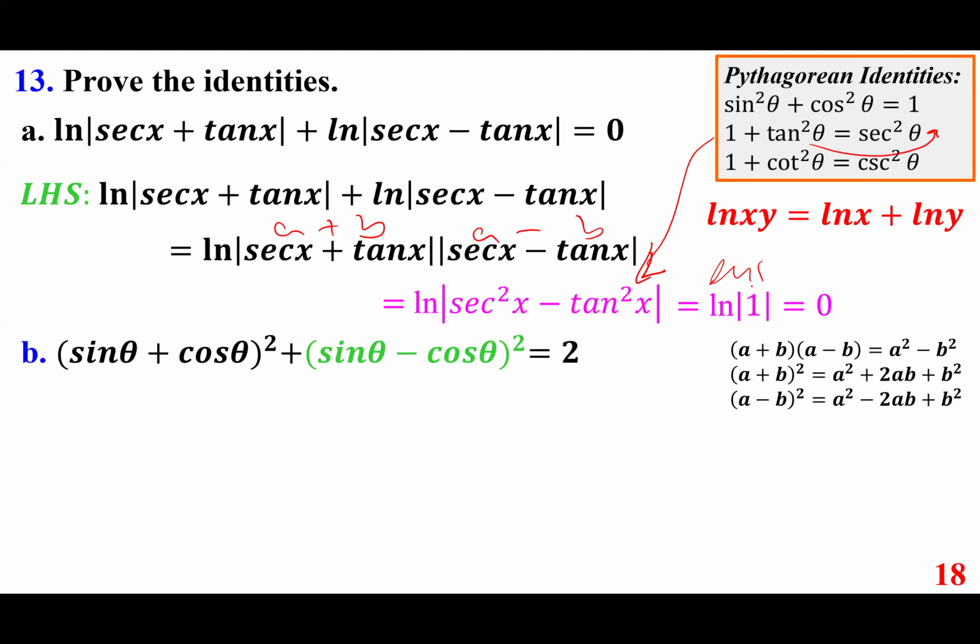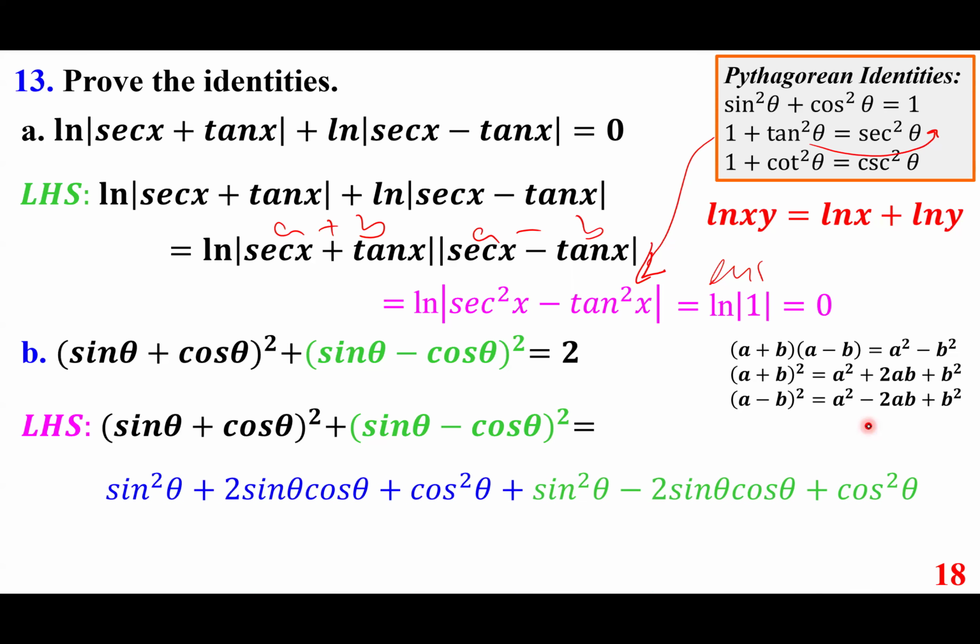Sine theta plus cosine theta squared plus sine theta minus cosine theta squared equals 2. And of course, the left-hand side is the more complicated side. To square that, reminding you a plus b squared is a squared plus 2ab plus b squared. So sine squared plus 2 sine theta cosine theta plus cosine squared theta. This is the same thing except you put a negative here. So negative.